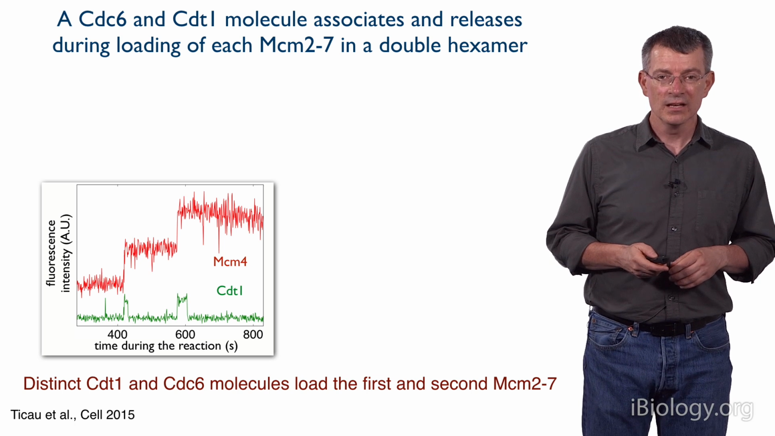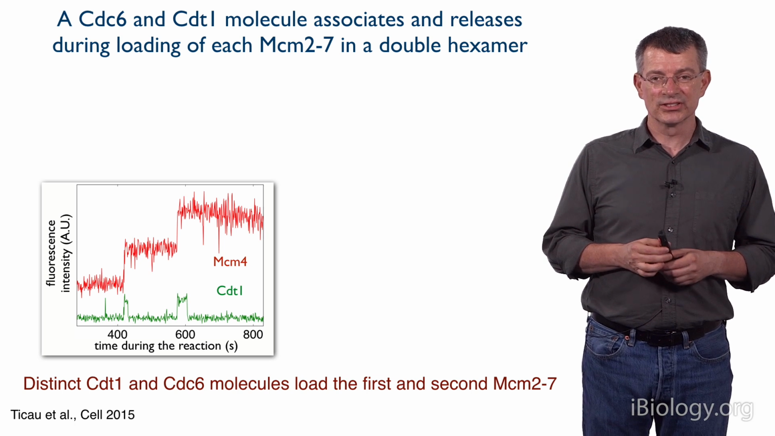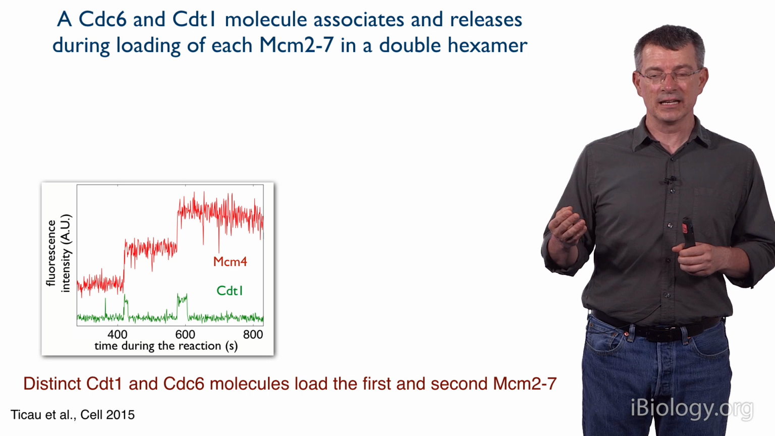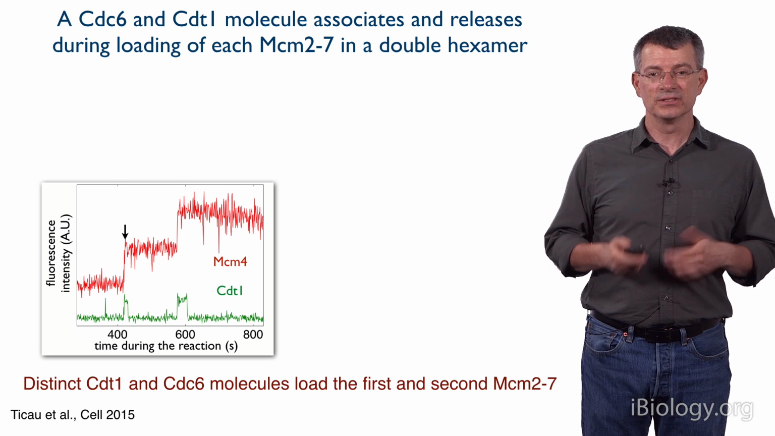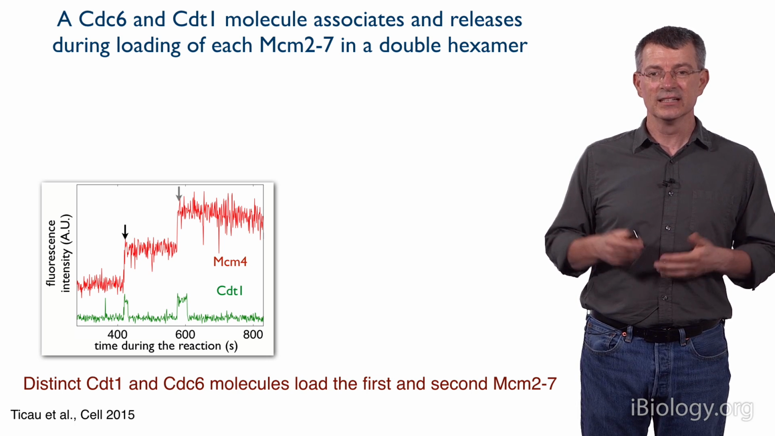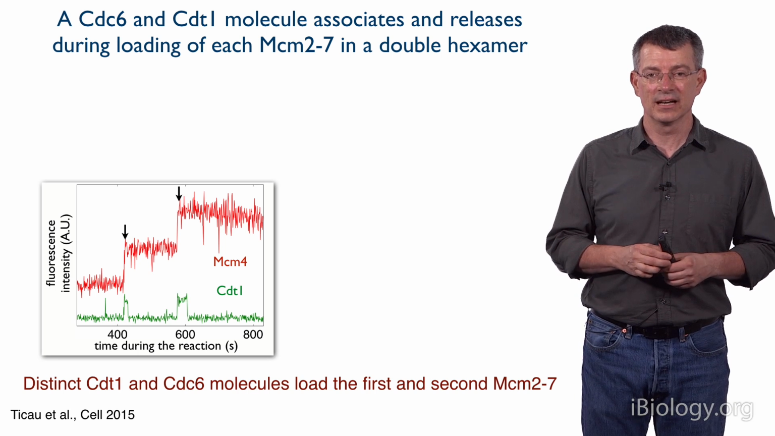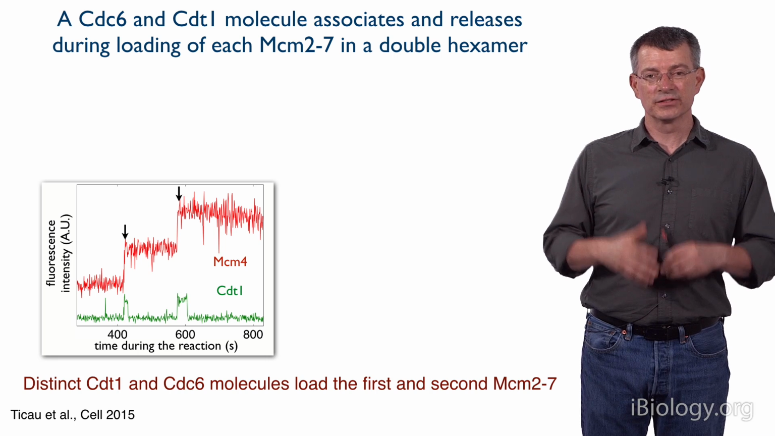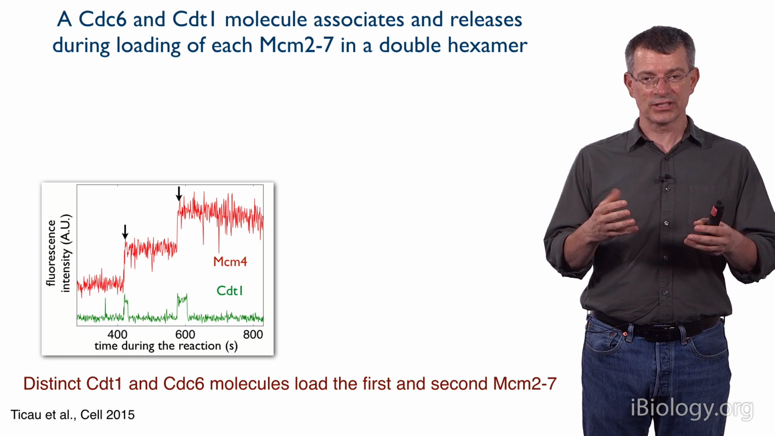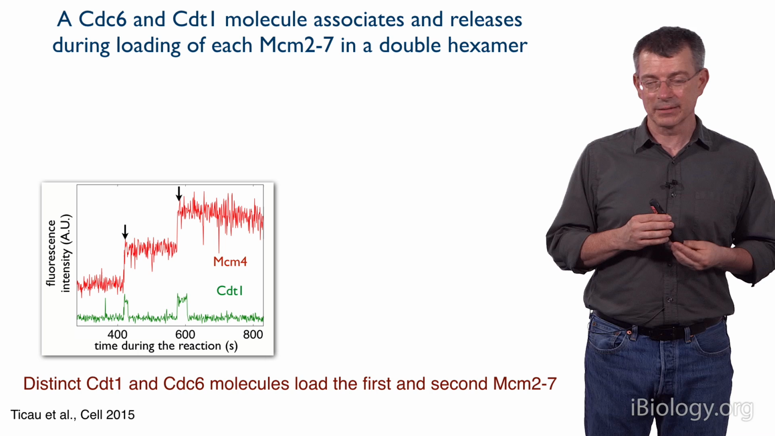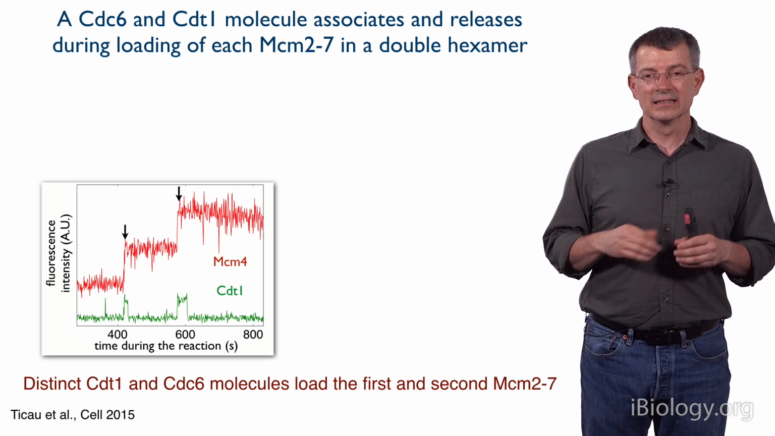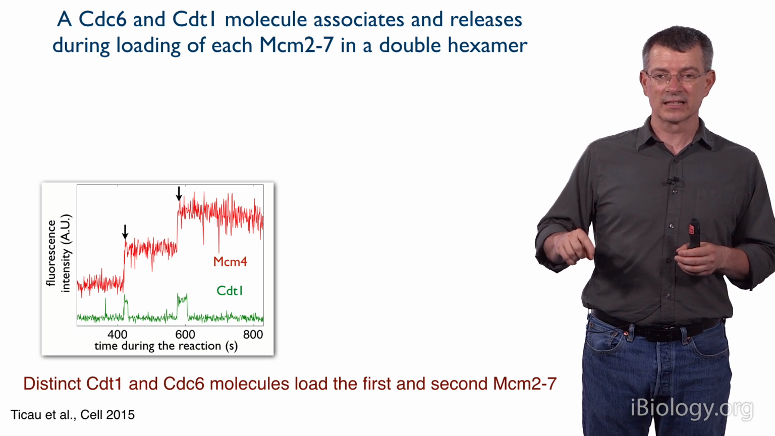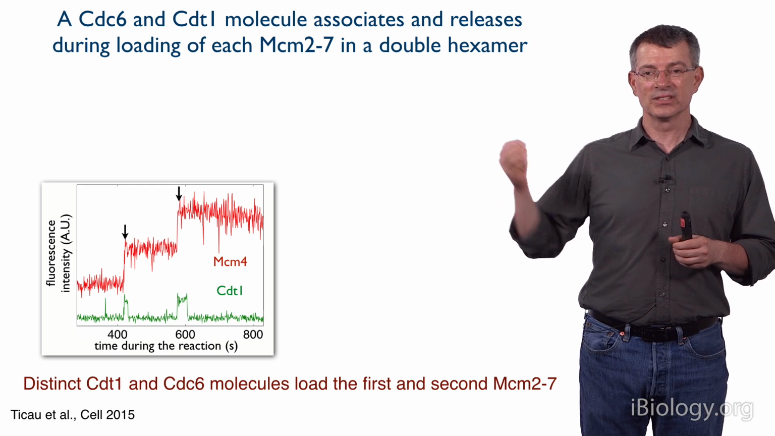And we've shifted the baseline of the MCM trace up so that you can see both traces simultaneously in the plot. The first thing I hope you notice is that the MCMs associate with the DNA in a one-at-a-time fashion. We see an increase of fluorescence here and then a second increase where the second arrow illustrates. Now this could be because we have 2 MCMs loading in the first step and another 2 in the second step.